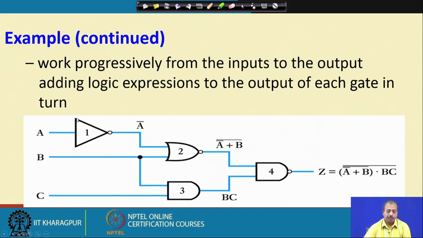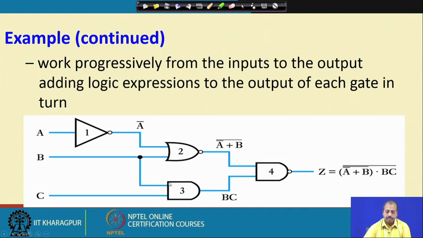Now, I find that at the first level there is an inverter here. So, the inverter will transform A to A bar. At the next level, there are two gates, gate number 2 and gate number 3, where gate number 2 is a NOR gate. In the NOR gate, one input is A bar, another input is B. So, at this point I am getting the expression A bar NOR B, or A bar or B whole bar, whatever way you read it.